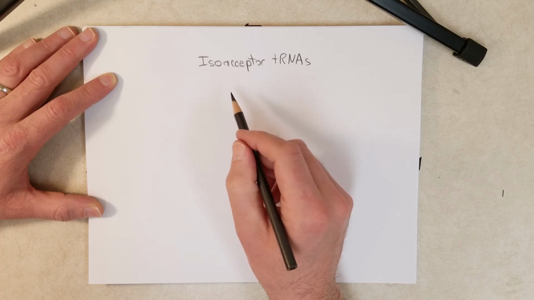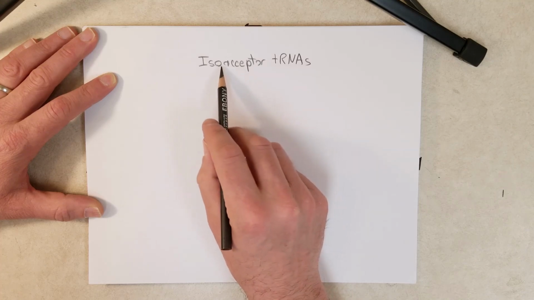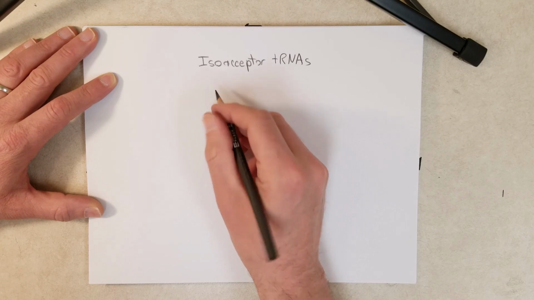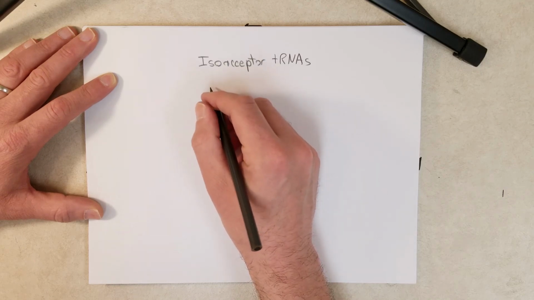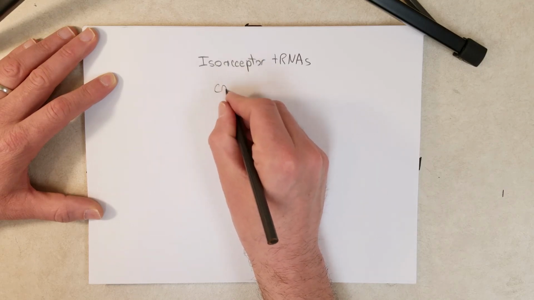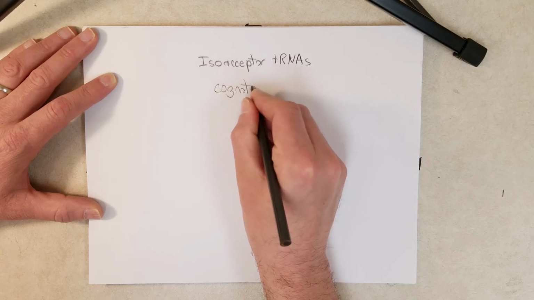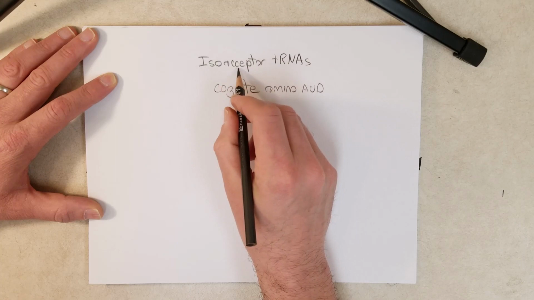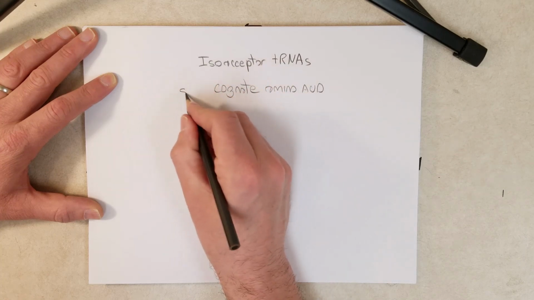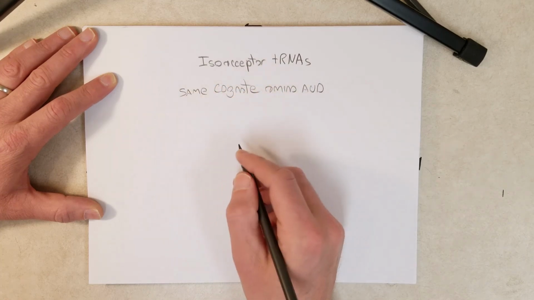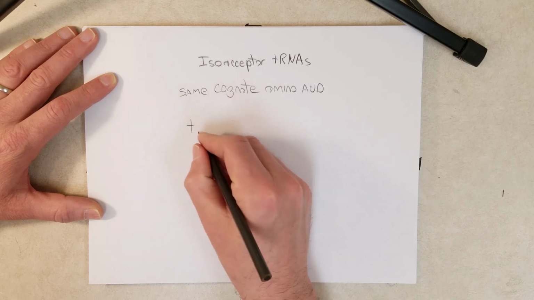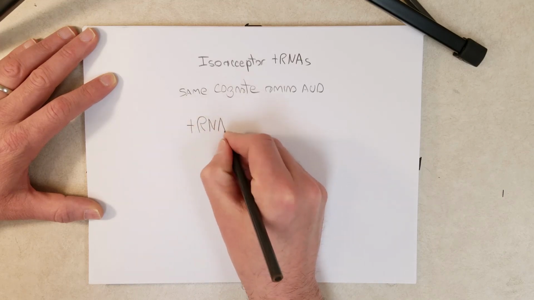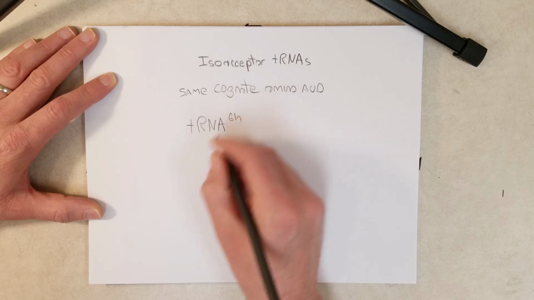We'll keep moving forward. So isoacceptor tRNAs, what are they? They are tRNAs that recognize or have the same cognate amino acid. Isoacceptor tRNAs have the same cognate amino acid. So here are two examples. tRNA glutamine. Here's another one.